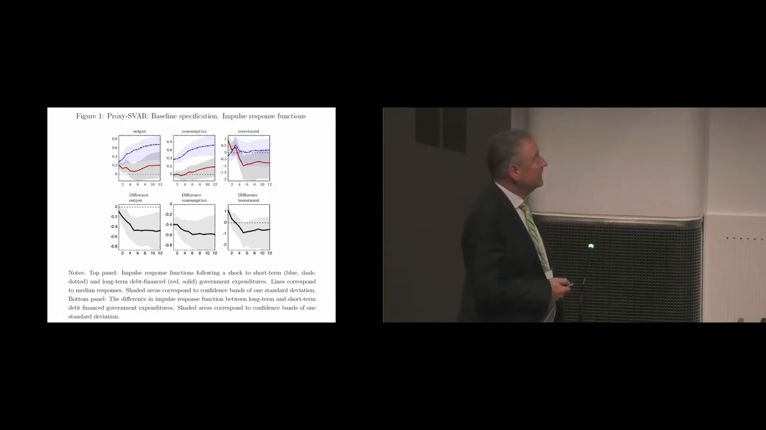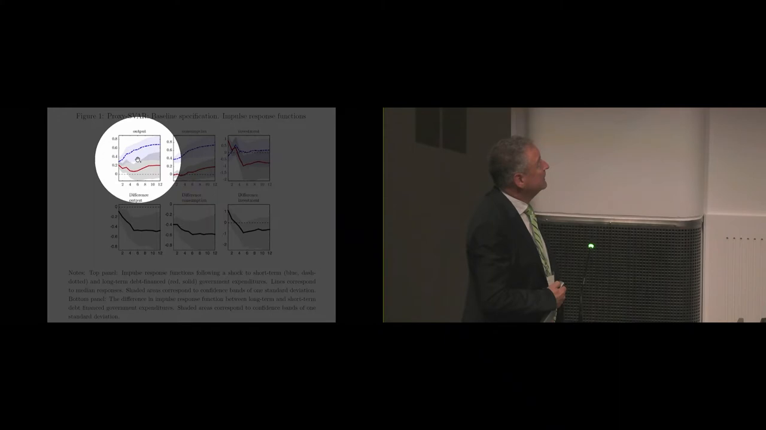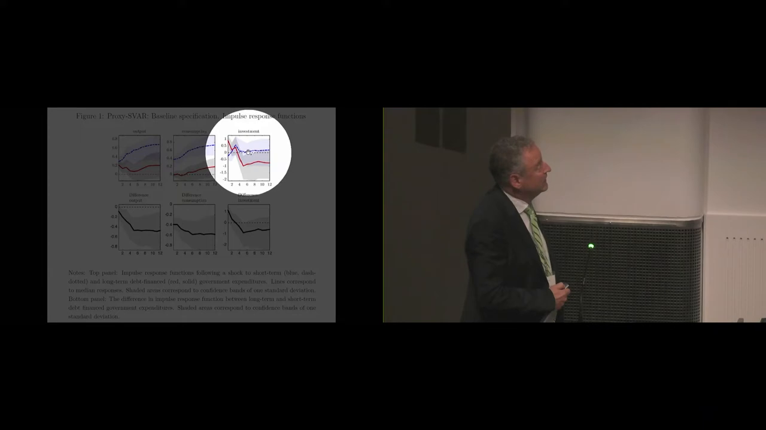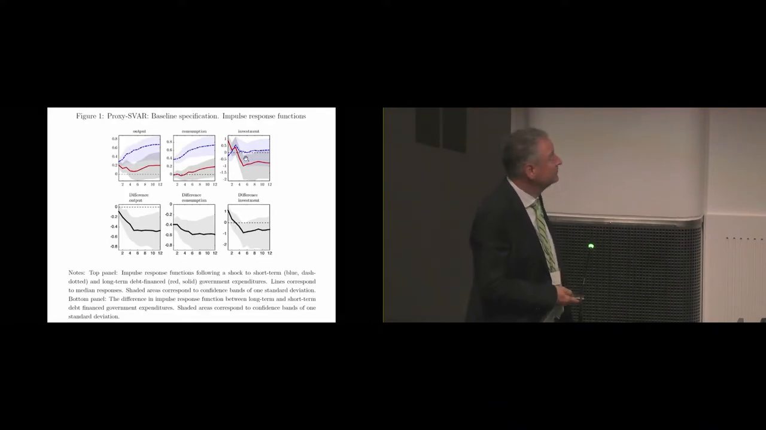Once they do that, they can obtain both impulse response functions and cumulative multipliers. Let me just focus on the impulse response functions. What they show quite clearly is that in response to a fiscal shock that is financed by issuing short-term debt, which is the blue, output clearly increases more than in response to a fiscal shock that's financed by issuing long-term debt. Which are the components of output that respond more? Well, if you look at consumption, it's clear that consumption responds more in response to a short-term shock. Whereas if you look at investment instead, you get a difference, but the difference is not statistically significant.